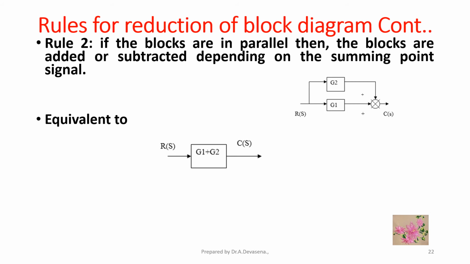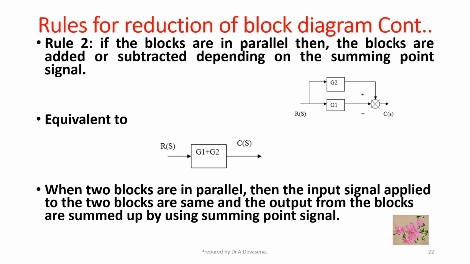The blocks' outputs may be added. Here we have a positive signal, that is why the two blocks are summed up. When two blocks are in parallel, the input signal applied to the two blocks is the same and the outputs from the blocks are summed up by using the summing point.